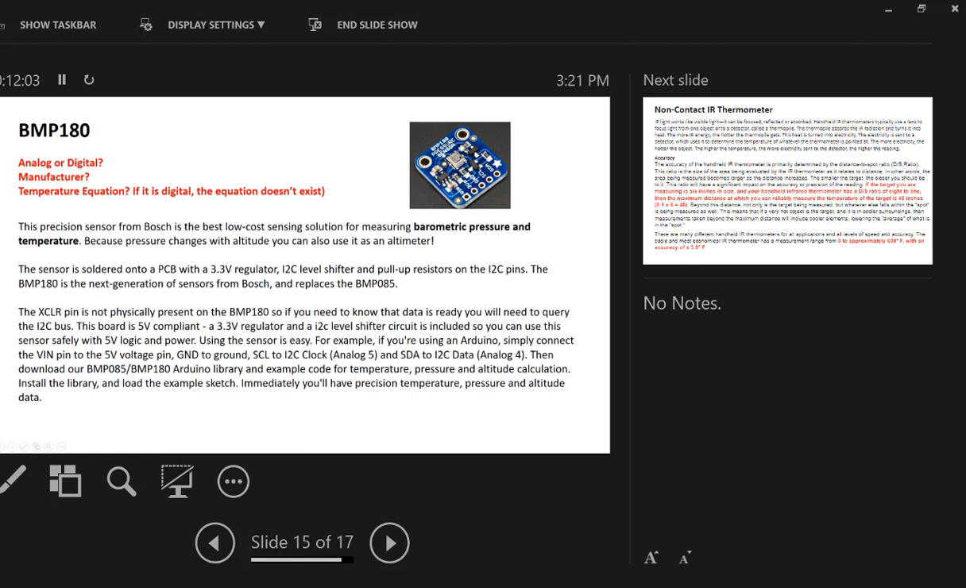Yeah. Here's another temperature sensor. This guy can sense both temperature and pressure. So compared to the DHT, this guy can do something different. But also, it's a very good one. It's highly integrated, small, and digital. What's the protocol? I2C. What are the two pins for I2C?